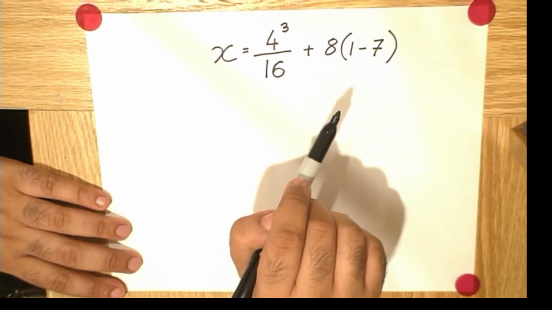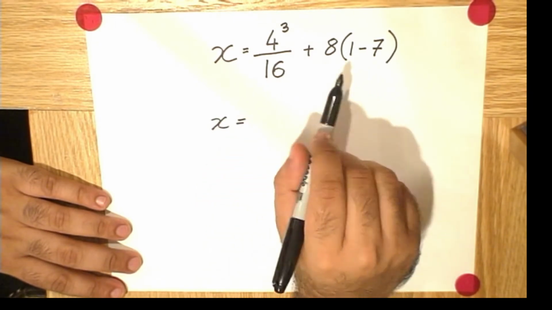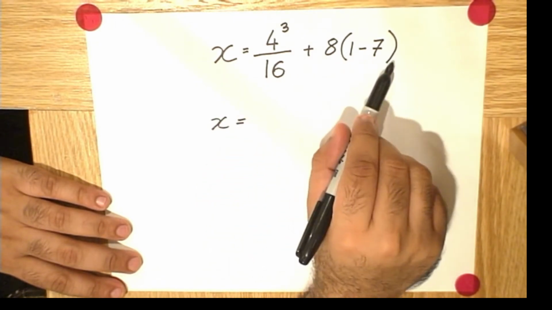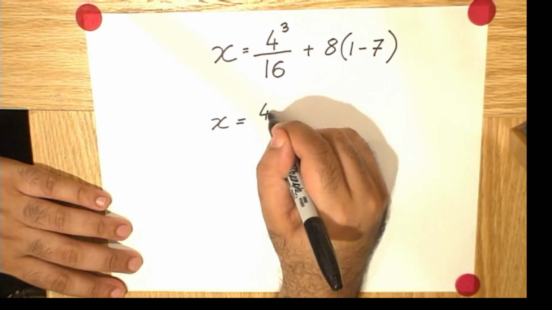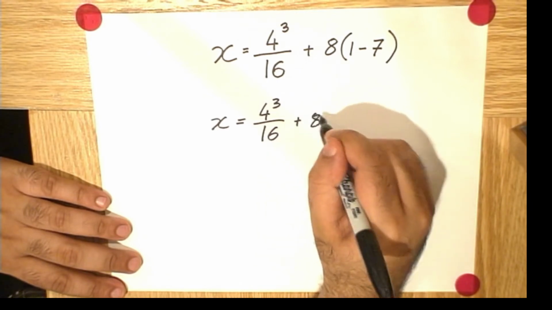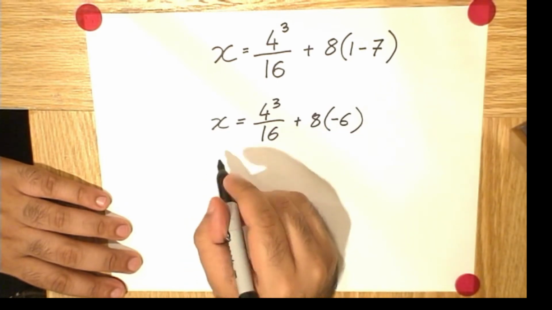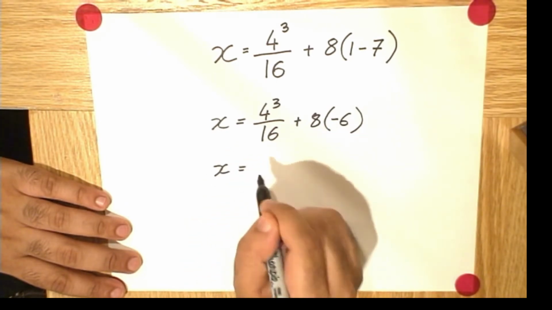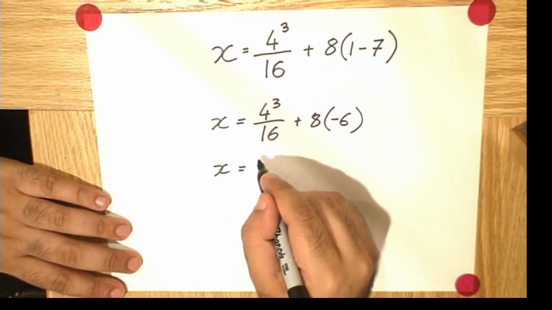Now, the rules of order of operations say as follows. First, evaluate the parentheses. So 1 minus 7 is equal to negative 6. Everything else stays the same, but we have now evaluated the parentheses. Step 2, evaluate the exponents. 4 cubed is equal to 64.